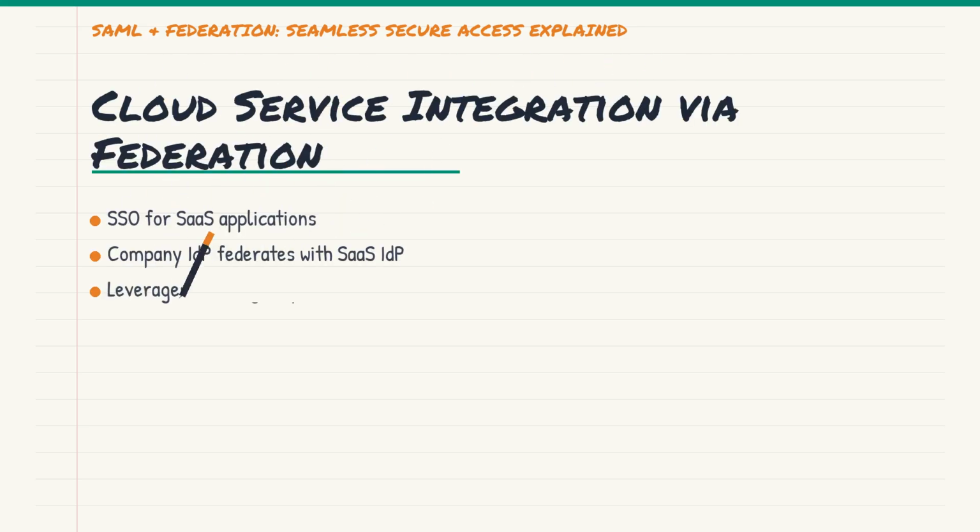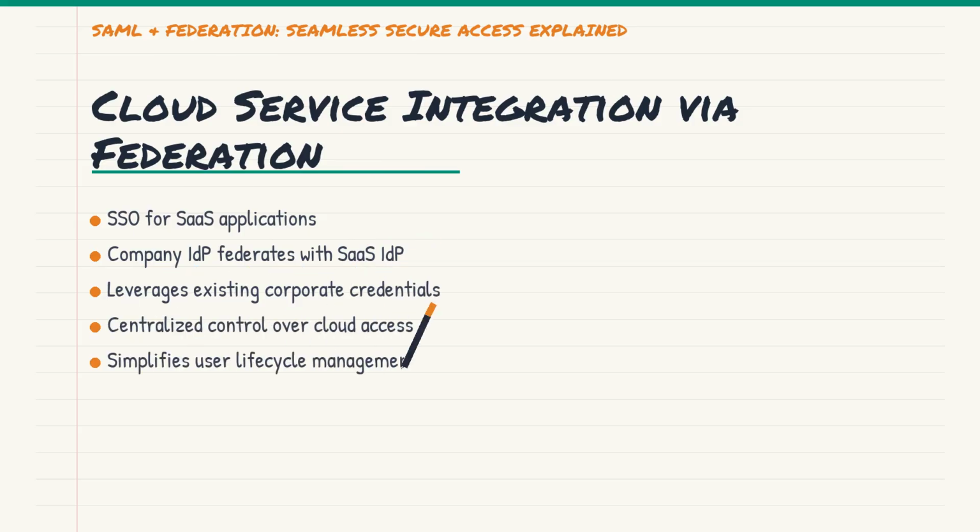Cloud services are a prime use case. When you sign up for a SaaS application, you are often given the choice: sign up with Google, sign up with Microsoft, or use your company SSO. That last option is SAML at work. Your company's IdP federates with the SaaS provider's IdP. This allows your users to access the SaaS app using their existing corporate credentials. For organizations, this means better control over who accesses cloud data and simplifies user lifecycle management. When an employee leaves, their access to all federated cloud apps is automatically revoked via the IdP.